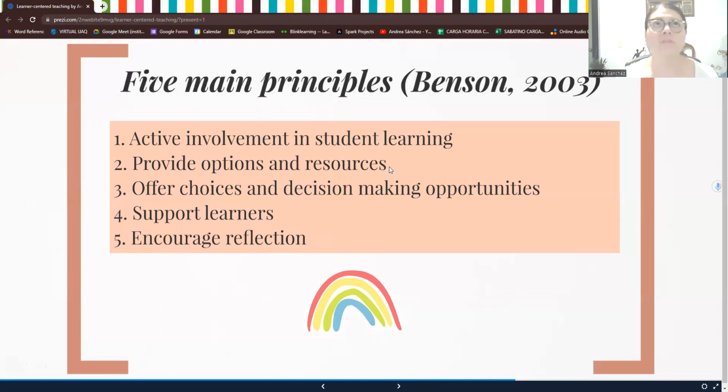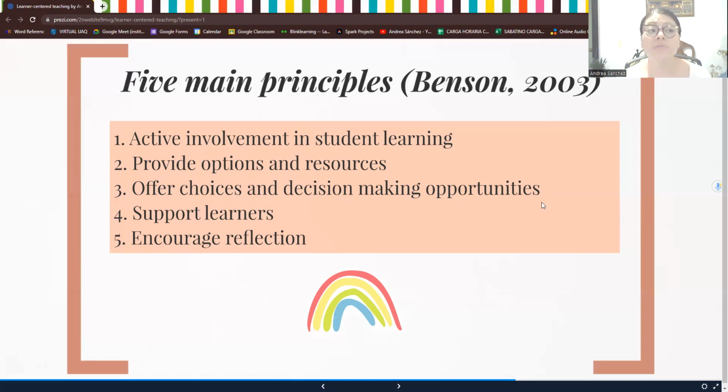The second principle, provide options and resources. Once you have discussed with your students the importance of involvement, autonomy, and being active, you provide the materials. But these materials should be very varied. They should be not only books, not only articles, not only websites, but all the different resources that you have available so students can have different options when it comes to learning, okay?